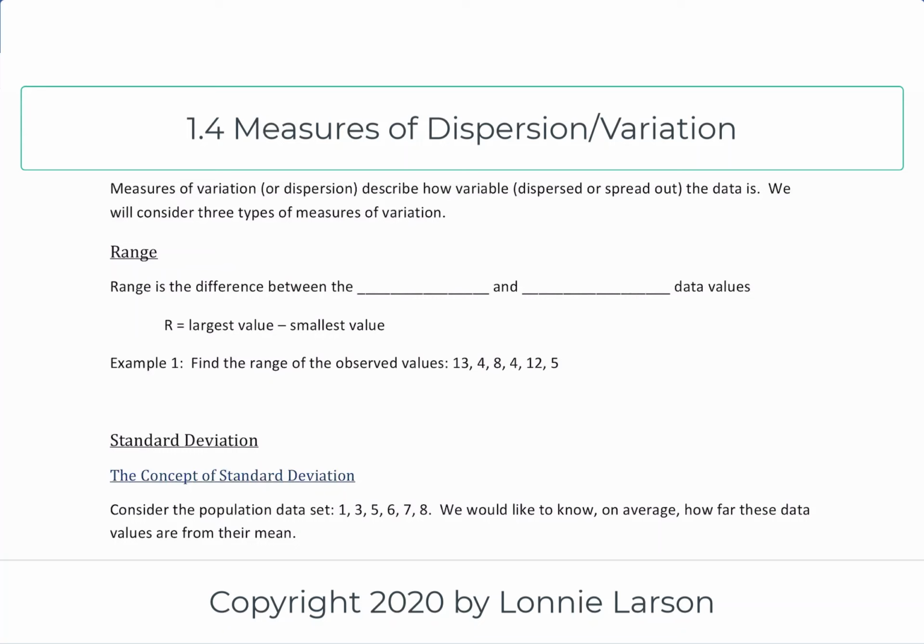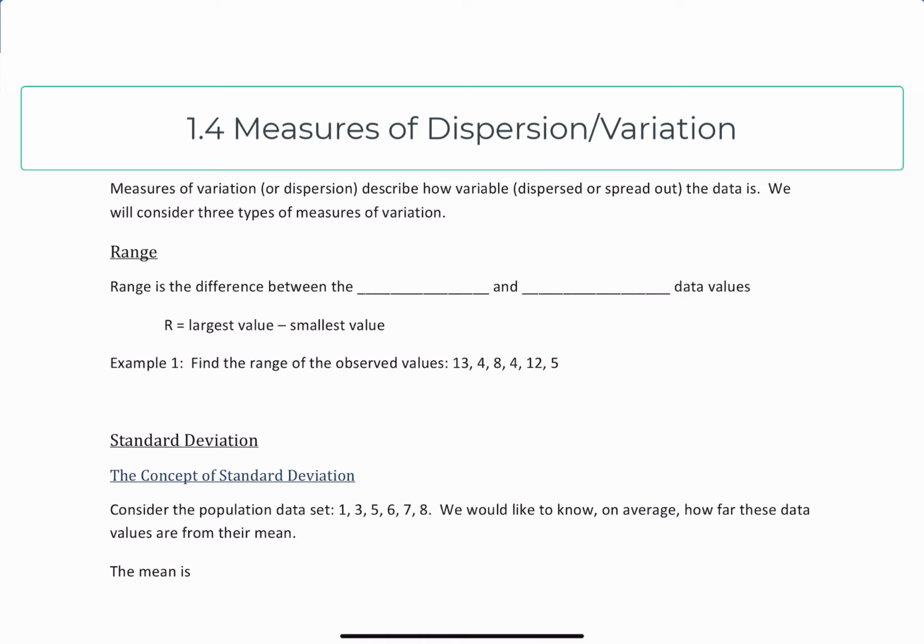In the last section, we talked about measures of central tendency. Those are all about where the middle or center of the data is. In 3.2, we talk about measures of variation. Measures of variation are sometimes called measures of dispersion. They describe how variable, in other words, how dispersed or spread out the data is.